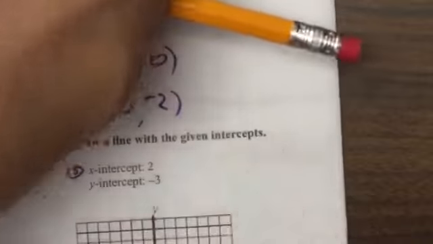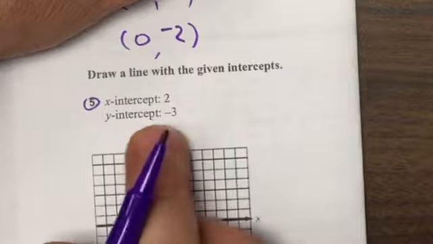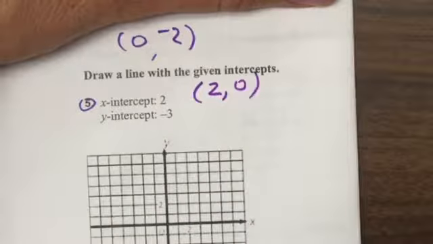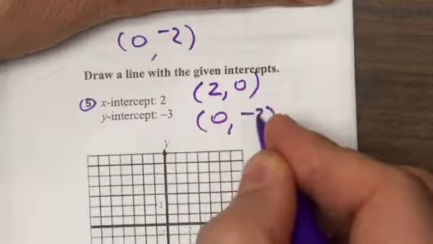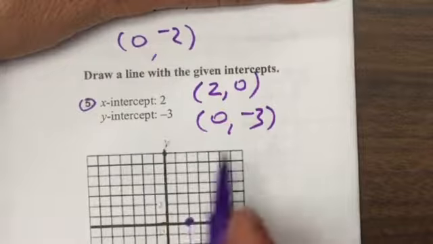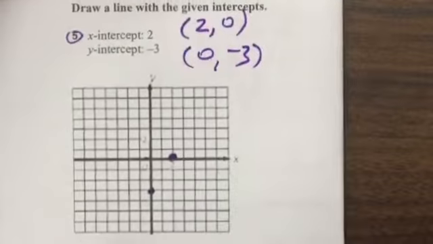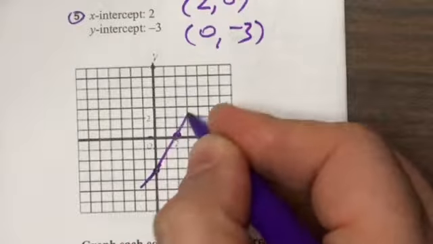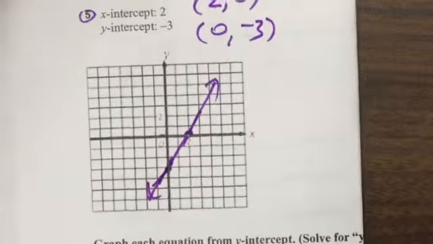Here is number 5. They say draw a line with the given intercept. So now they're just giving you the x and y intercept. They're saying the x-intercept is 2, which means you have the ordered pair 2, 0. The y-intercept is -3, which means you have the ordered pair 0, -3. That's going to be 2 to the right for this one, 3 down for this one, because remember, x-intercept is talking about being on the x-axis. Y-intercept is talking about being on the y-axis. So as long as you have 2 points, you can make a line. Sketch a little line there. There you go.